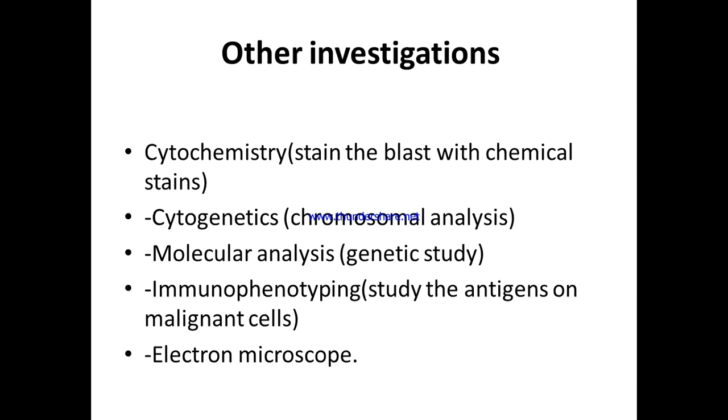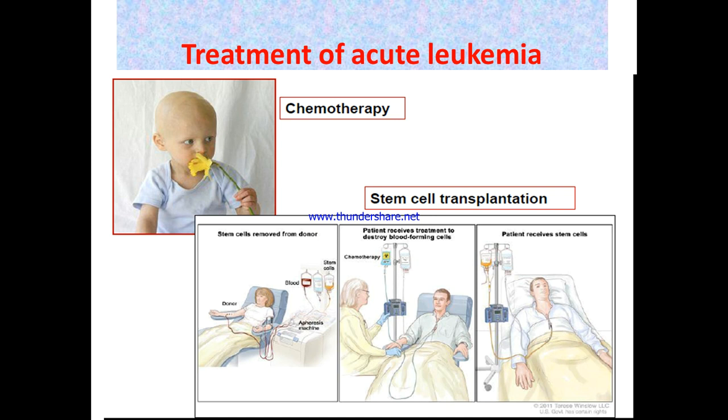Other investigations done for the leukemias include cytochemistry, where we stain the blast cells with a chemical stain; cytogenetic, which means chromosomal analysis; molecular analysis for genetic study; immunophenotyping, studying the antigens on the malignant cells; and sometimes we use electron microscope.